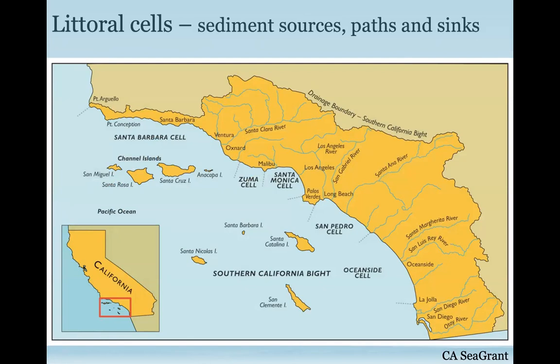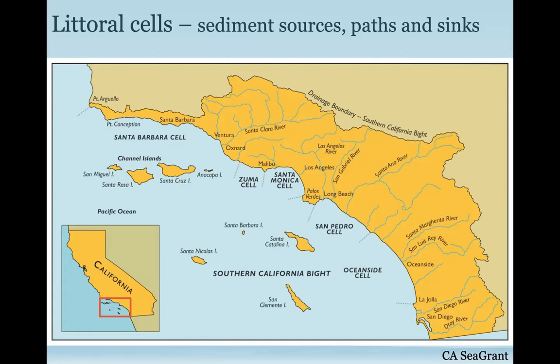We have the Santa Barbara cell, which is where we are, all the way down to Oxnard, then the Zuma cell, the Santa Monica cell, the San Pedro cell, and the Oceanside cell. And all that means is at the south end of each one, there's a big submarine canyon. And you can see the drainage boundaries and the different rivers that would normally move sand out into the beach.